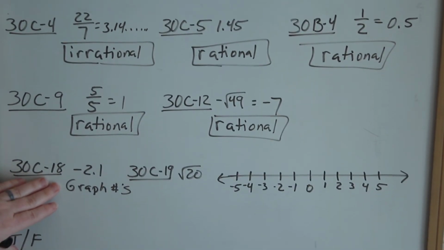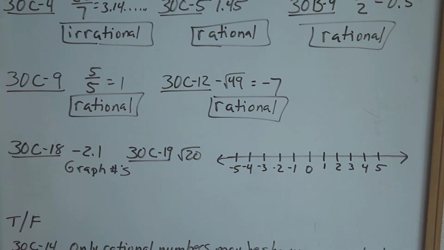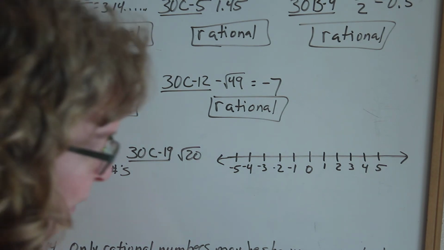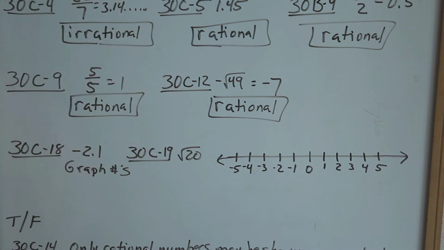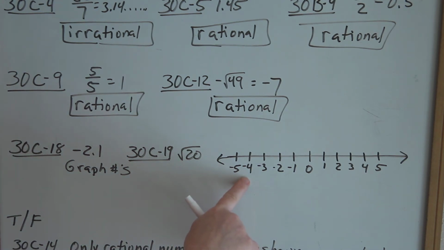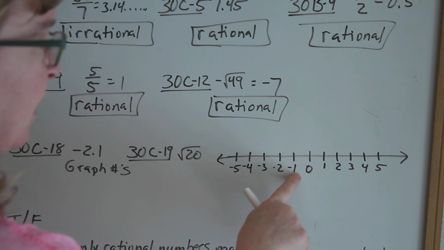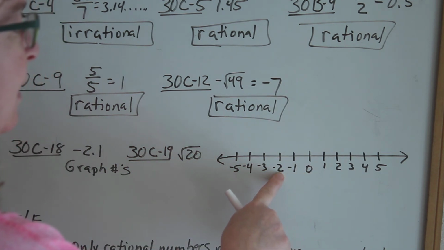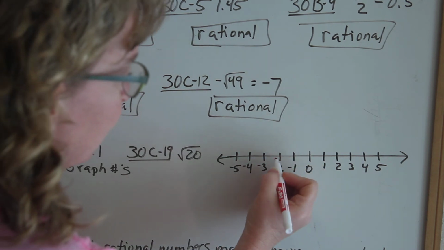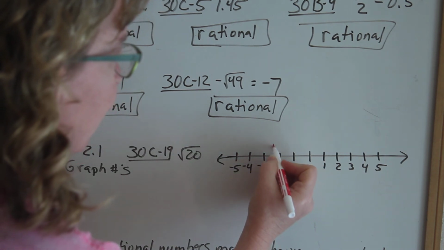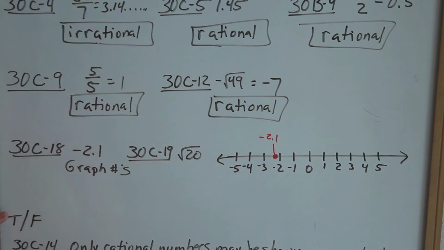Alright, so let's look at 30C number 18 and 19. They want you to graph this on a number line. They just want to make sure that you can graph. By the way, all the numbers that we are doing, rational and irrational numbers, are all real numbers. In Algebra 2, you get into imaginary numbers. So rational and irrational are all real numbers, and all real numbers can be graphed on a number line. So to graph negative 2.1, well, there's 0, there's negative 1, there's negative 2. We need to go negative 2 and a little bit more. So negative 2.1 would be somewhere right in there.